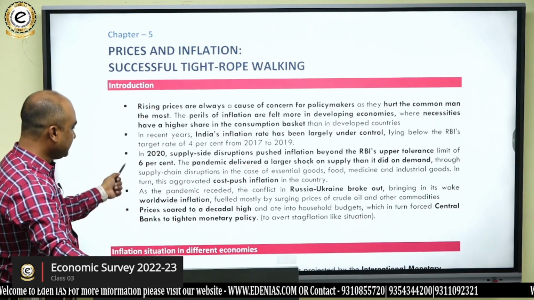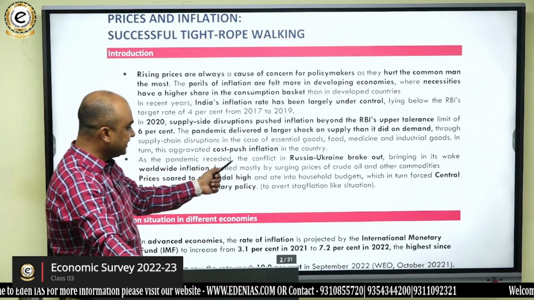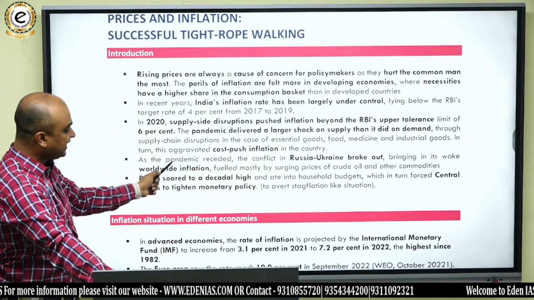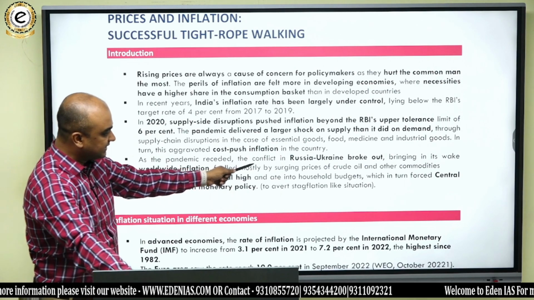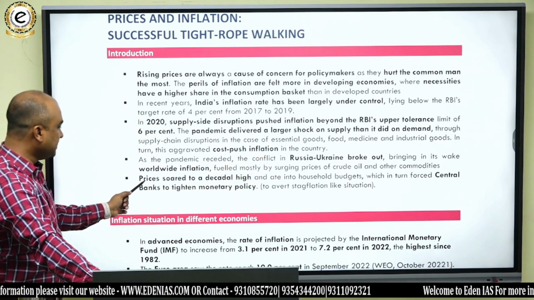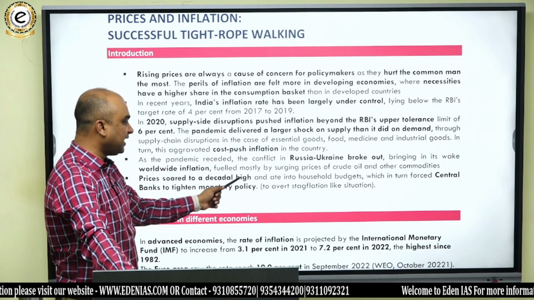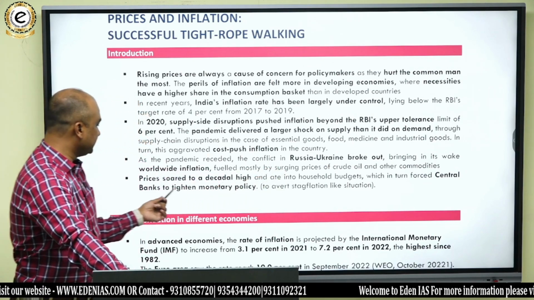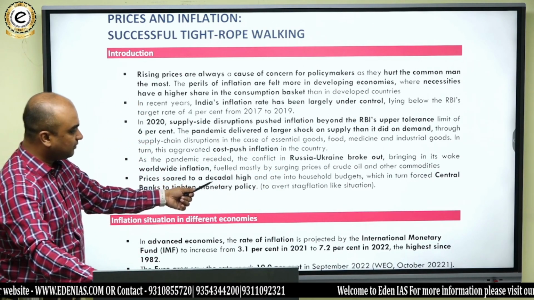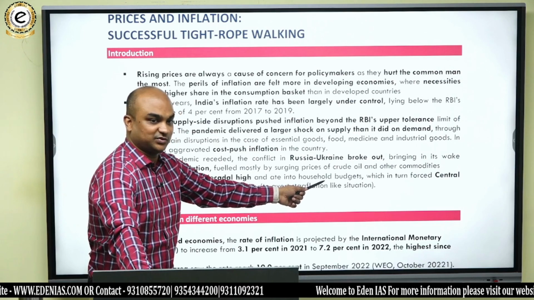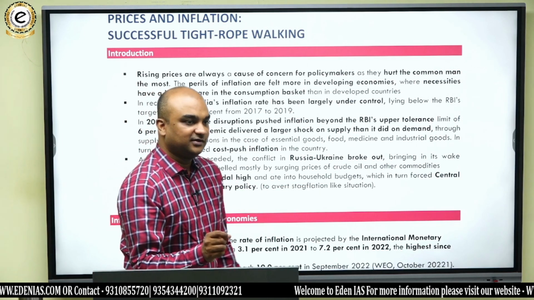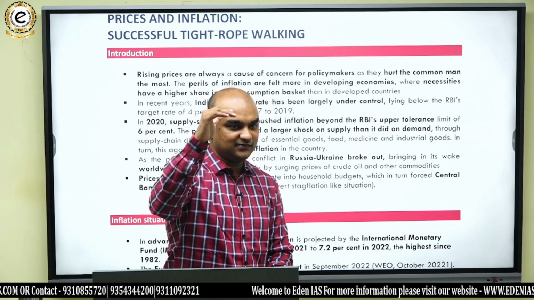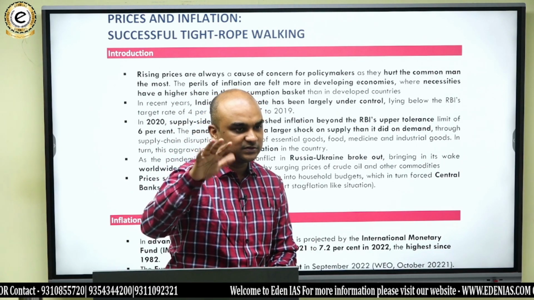Very good. As the pandemic receded, the conflict in Russia-Ukraine broke out, bringing in its wake worldwide inflation, fueled mostly by surging prices of crude oil and other commodities. Prices soared to a decadal high and ate into household budgets, which in turn forced central banks to tighten monetary policy to avert stagflation-like situation. Now, what is stagflation? It's the worst of all scenarios, where you have high inflation and you have stagnation. It means growth is also coming down.